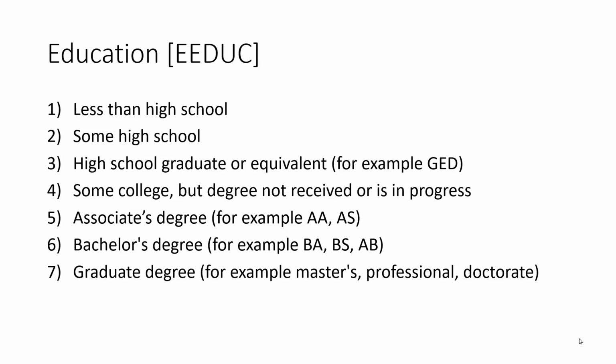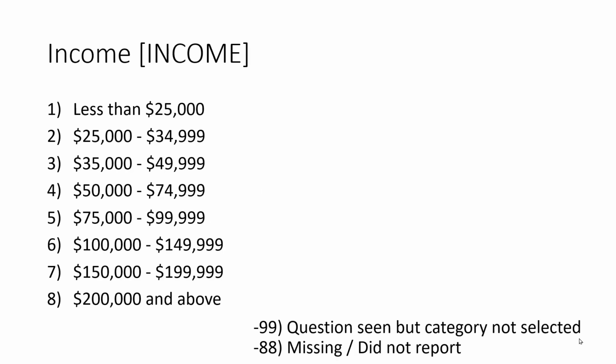Education is, of course, coded as an ordinal variable, ranging from less than high school all the way to graduate degree, and you'll see too that they've got a few more categories than we talked about in our last week video. Similarly, income is coded as a set of ranges, making it not ratio, but ordinal. And now we also see that it's possible for this to be missing. People might not have answered it. We'll talk about that more in a moment.